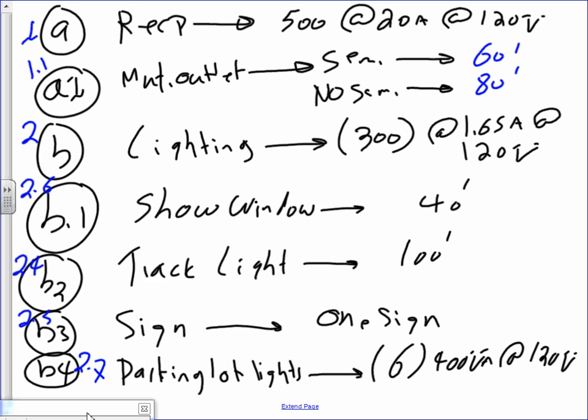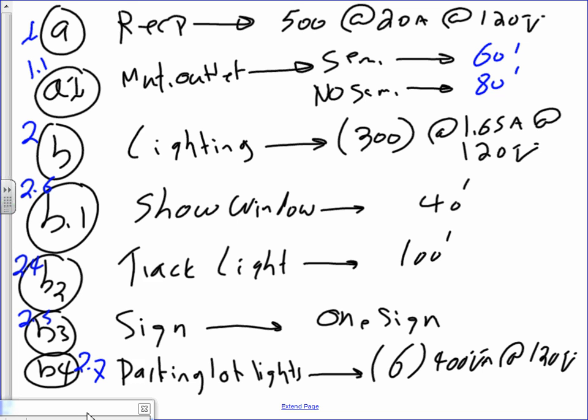Okay, now remember, any building, what's in a building? When you get into any building, what's in a building? Receptacles, lights, and mechanical equipment. That's what you're going to see. So I'm done with the receptacles. Let's go back to the Bs. Bs here are all lights, different types of lights. Let's go to B, lighting.